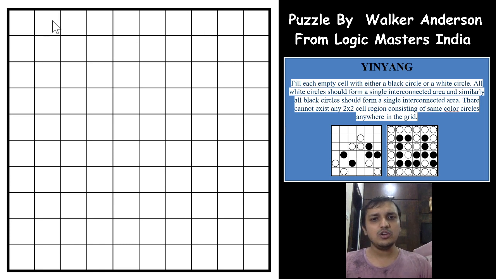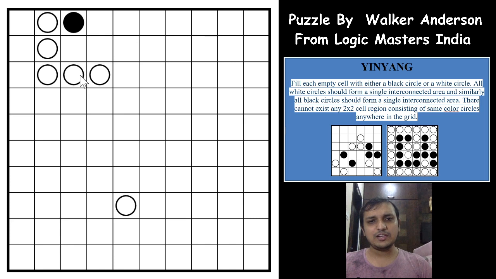We have to color each cell with either a white circle or a black circle. So each cell has to be either a black circle or a white circle, and all the white circles in the grid have to be connected to each other, as well as all the black circles have to be connected to each other. So if you have a white circle, all the white circles in the grid have to be connected to each other.